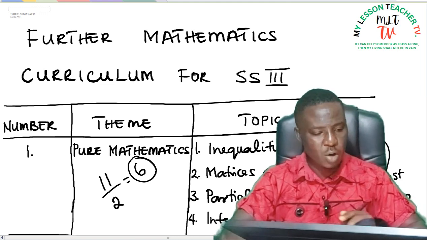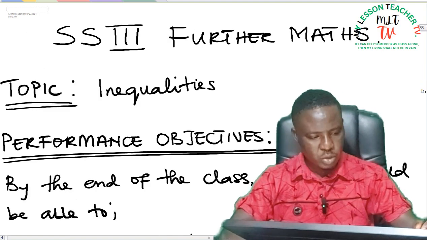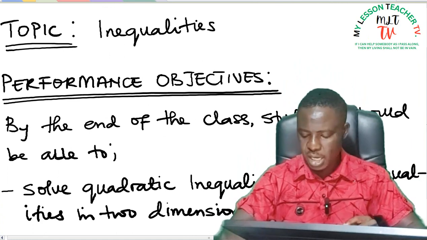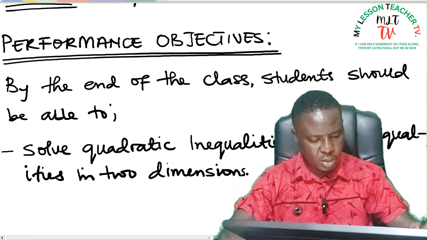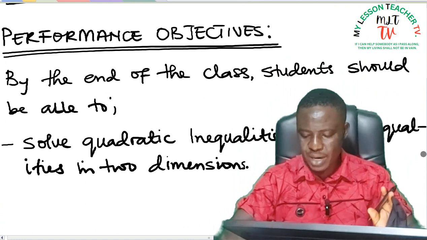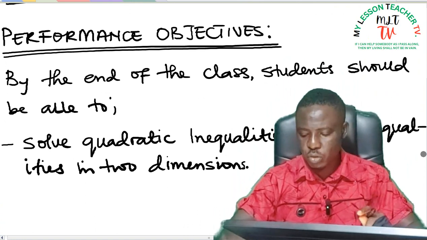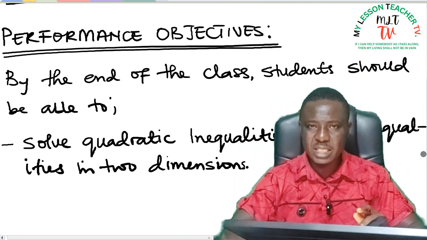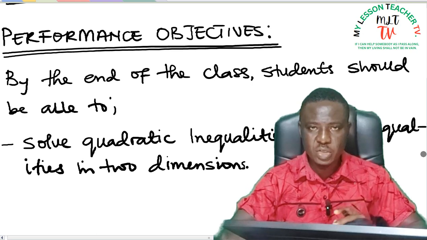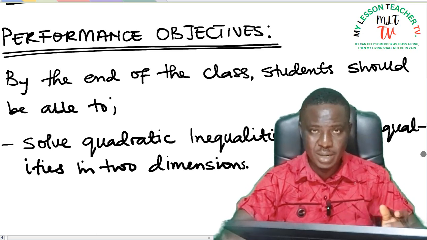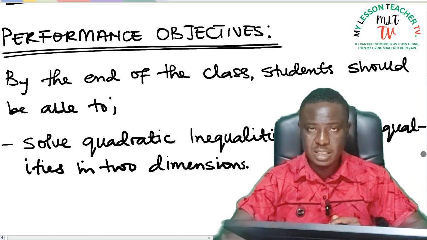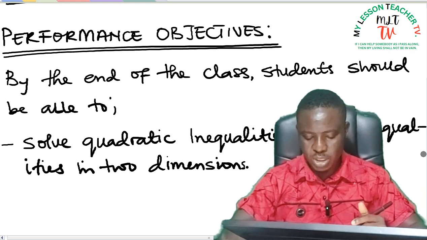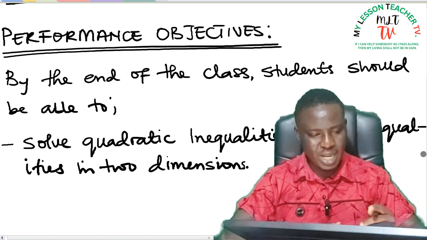So in today's class, we shall be looking at inequalities. Under inequalities, by the end of the class, students should be able to solve quadratic inequalities and inequalities in 2 dimensions. In SS2, you were taught inequalities in 1 dimension. In today's class, in SS3, you shall be introduced to quadratic inequalities and inequalities in 2 dimensions.